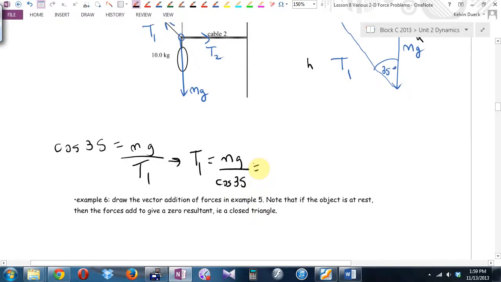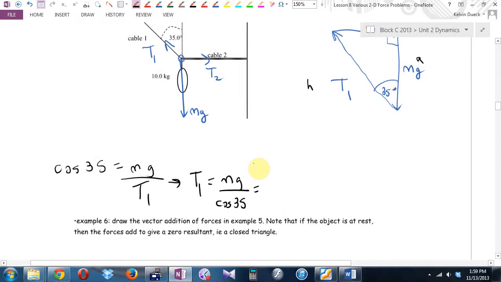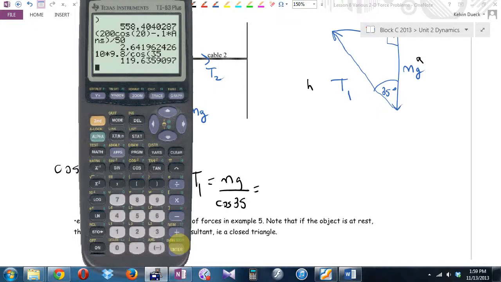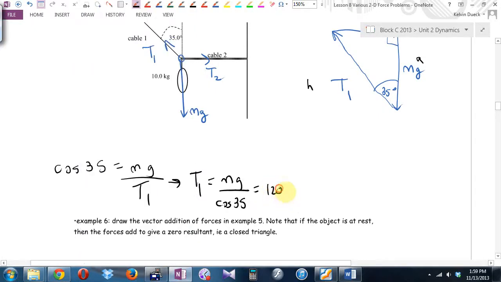What was m? 10? Okay. Oh, 10 times 9.8 divided by cos 35. I can do that. Do you get 120? 119.6, go to 3 sig fig. 120? Yeah? Okay.